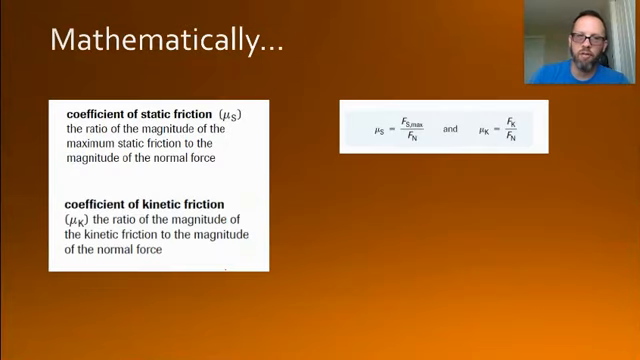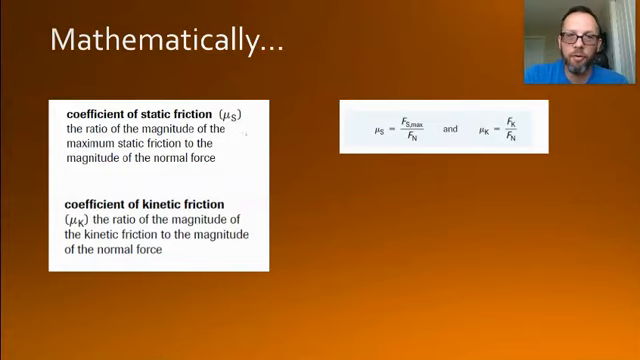What are the equations governing friction? You guys would have learned that different surfaces have different coefficients of friction. And surfaces have a coefficient of static friction and a coefficient of kinetic friction. So two different coefficients depending on if it's moving or not moving.